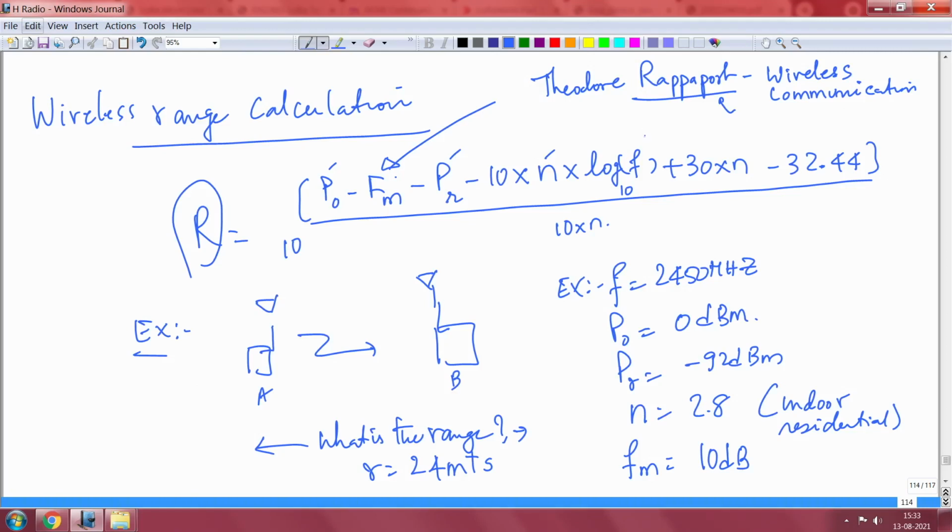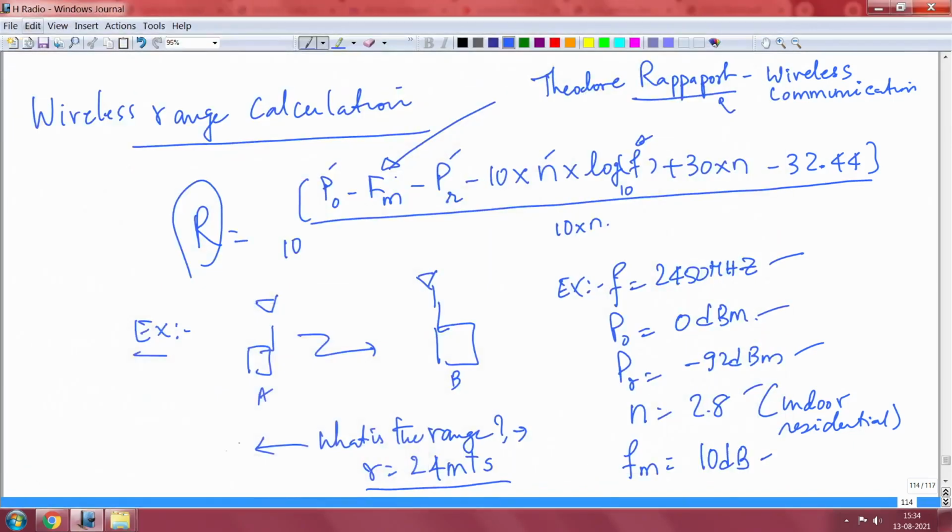Now you know the center frequency, that is your F here, and then there are other terms which I do not want to elaborate at this stage because they may include the antenna gain and other related parameters. So just use it directly, and you will be able to get the range. Let me give you an example. If you take F of 2450 megahertz, transmit power of 0 dBm, received power of minus 92 dBm, N of 2.8 and a fade margin of 10 dB, you will get a range of 24 meters. That is the basic idea of explaining all this background.